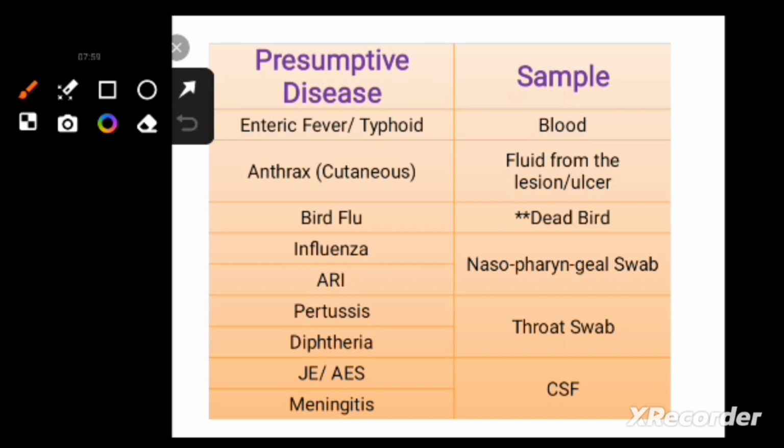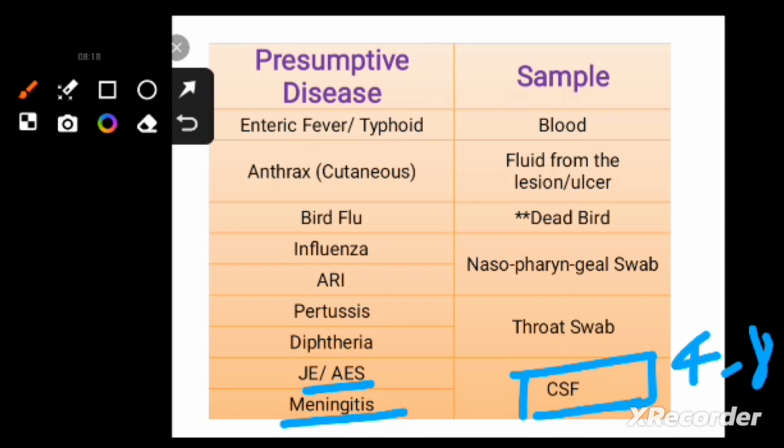For diagnosing AES or JE, CSF sample, that is cerebrospinal fluid sample, should be collected. For diagnosing meningitis, CSF, that is cerebrospinal fluid sample, should be collected. The CSF for virology needs to be transported in cold chain, that is 4 to 8 degrees centigrade. But CSF for bacteriology should be transported at ambient temperature, not at 4 to 8 degrees centigrade.